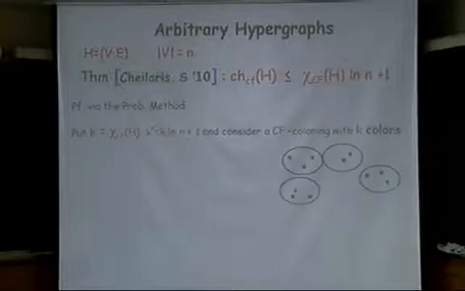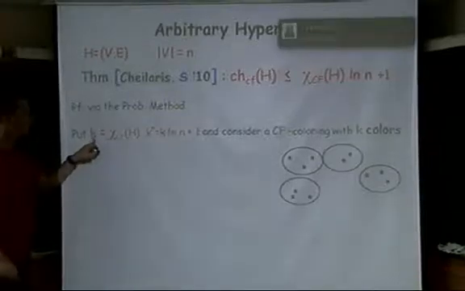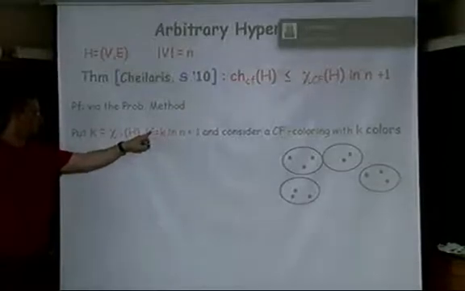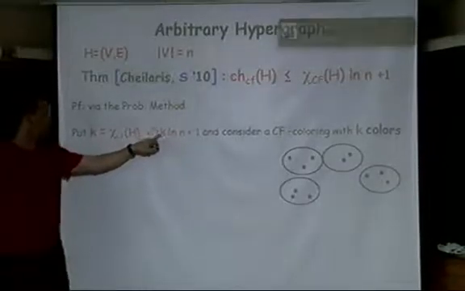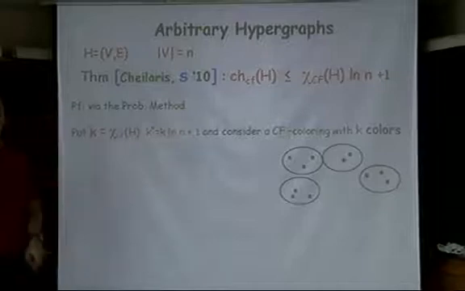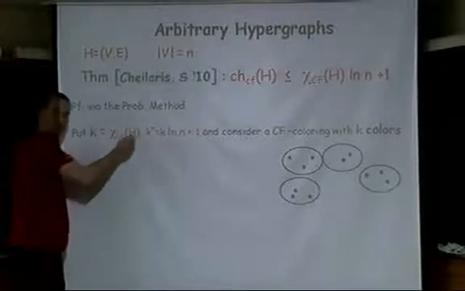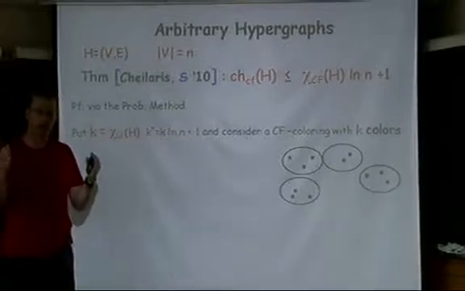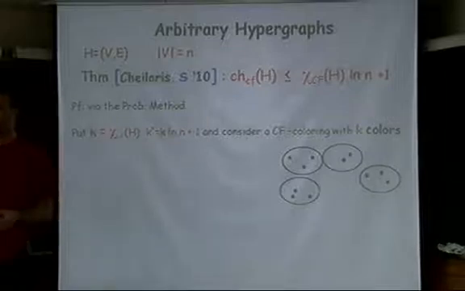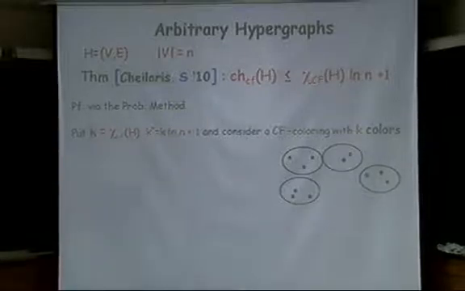So suppose we have a hypergraph whose chromatic number, the CF chromatic number, is k. I want to show you that the choice number is at most k star, which is k ln n plus 1. It means that if each vertex has a list of at least k star colors, then I can always assign a color to each vertex, each vertex gets some color from the list, such that this coloring will be a conflict-free coloring.